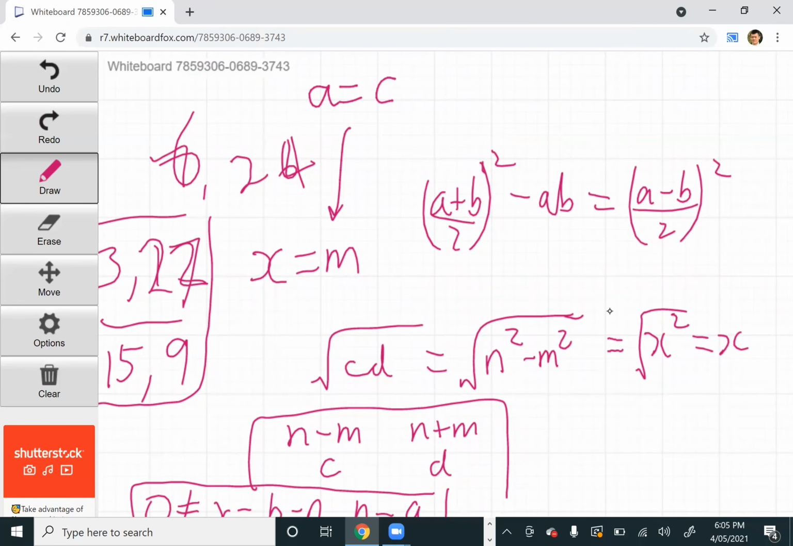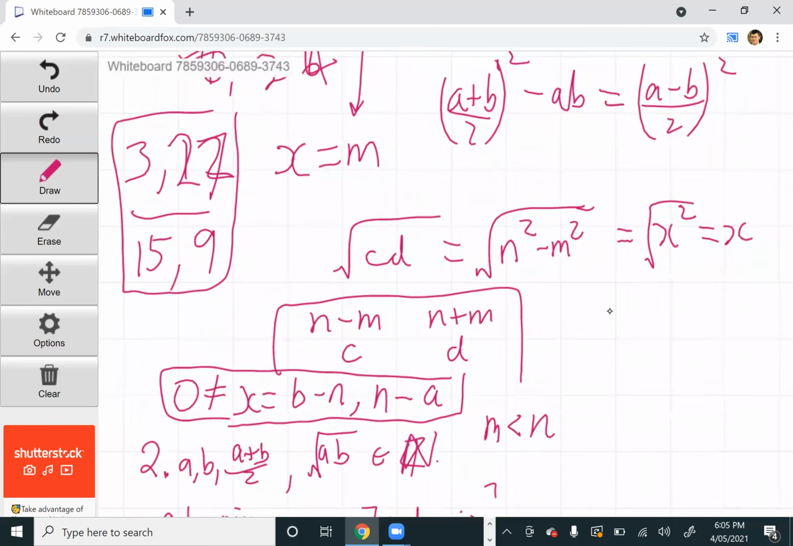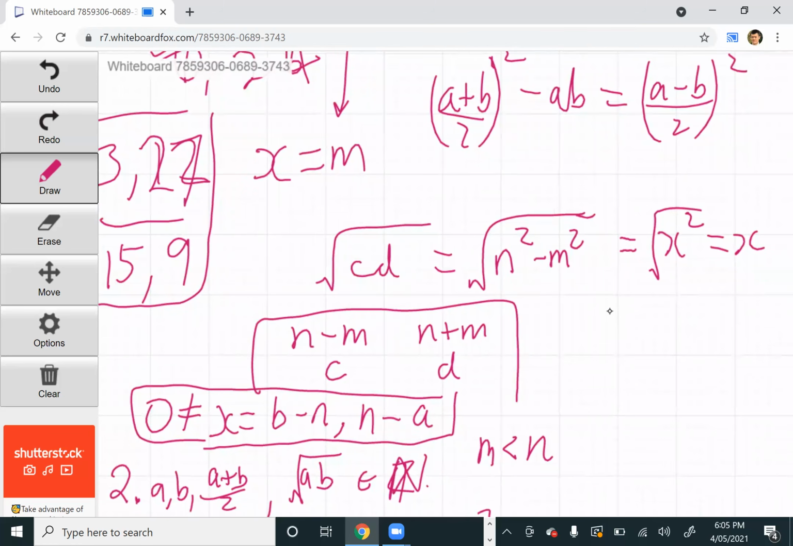Oh, so you're saying, okay, because a is n minus x, right? Yeah. And c is n minus m, yeah? So therefore x equals m, yeah? What's wrong with x equals m? Well, okay, so it's not possible for x to equal m because then n won't be an integer. Because if x equals m, then n is the square root of x plus... wait, hold on.